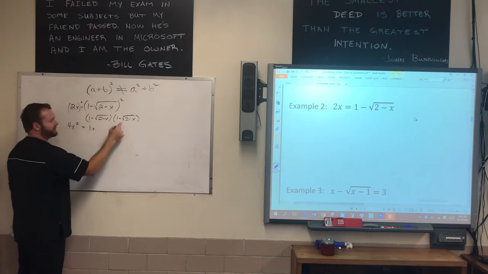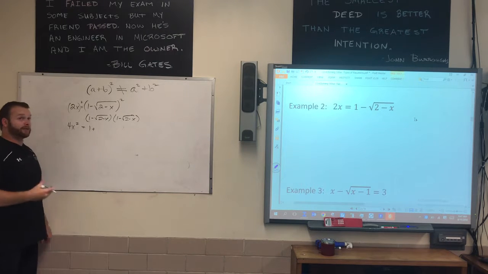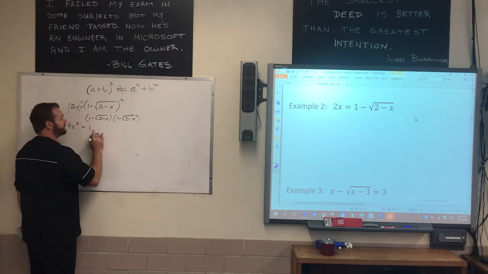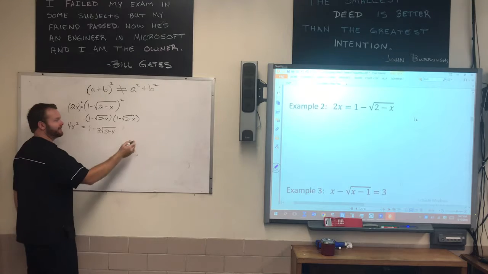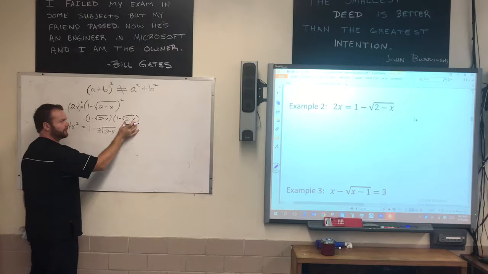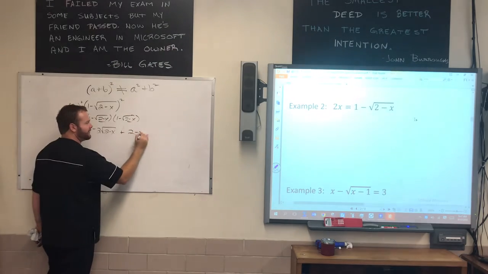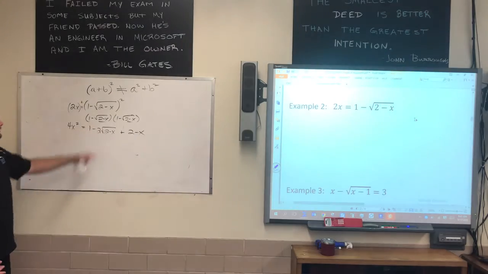Okay, FOIL that. First times first is 1. Outside times outside gives me negative root 2 minus x. Inside times inside gives me another negative root 2 minus x. So I get minus 2 root 2 minus x. And then last times last, what's a radical times a radical? Just the radicand, right? So it just gives me 2 minus x. What was the purpose of using inverse operation? What's the purpose of squaring? To get rid of the radical, right? Did we do that? No. As long as we follow all our rules right, that did not get rid of that radical.